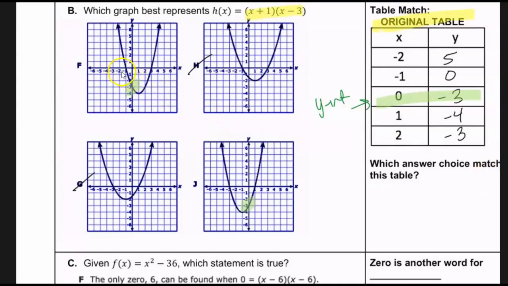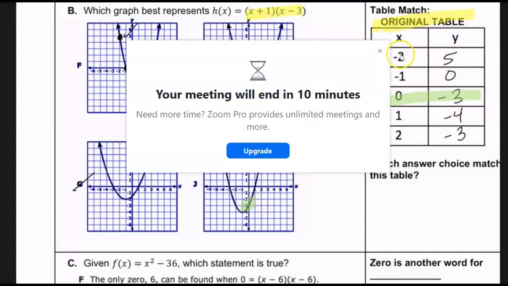So -2 should be 5. So let's look here. -2, 5. Okay, that's correct. And then -1, 0. That's correct. 0, -3, we already checked that, which was correct. 1, -4. That was correct. And then 2, -3. So it looks like F is probably my answer choice. It matches all these points in the original table.